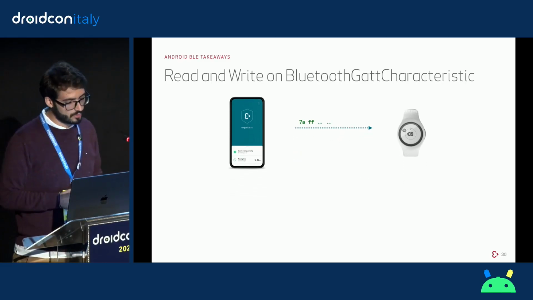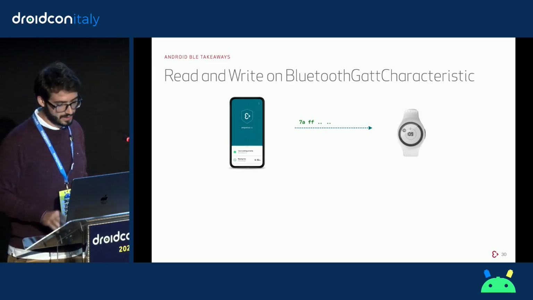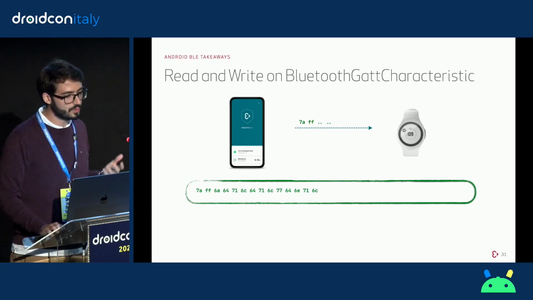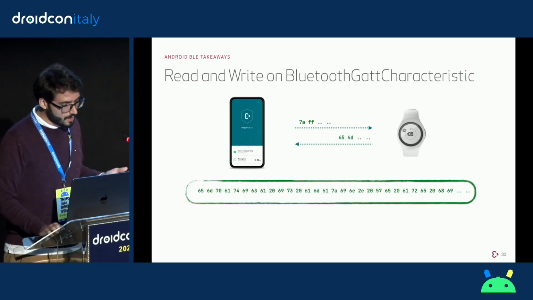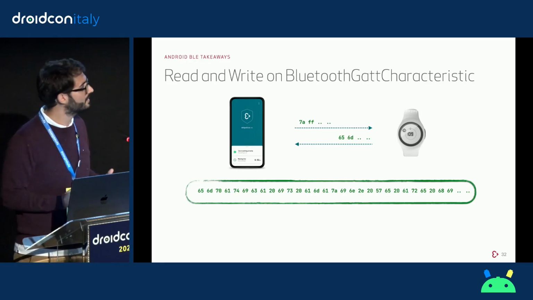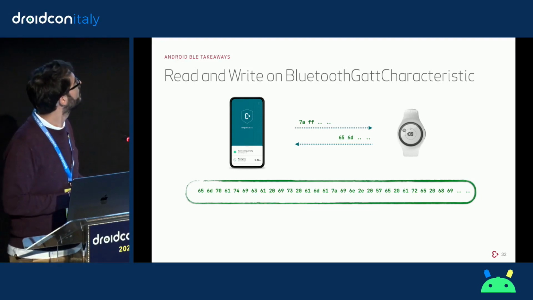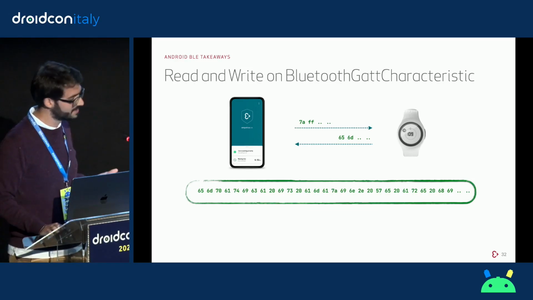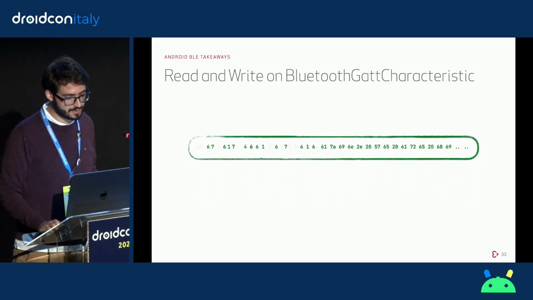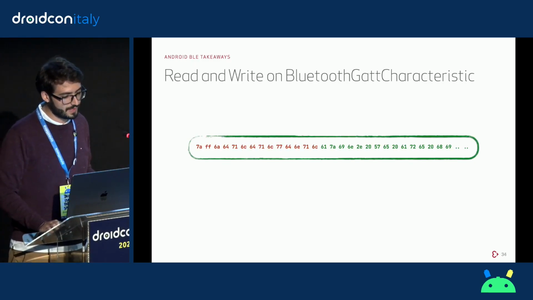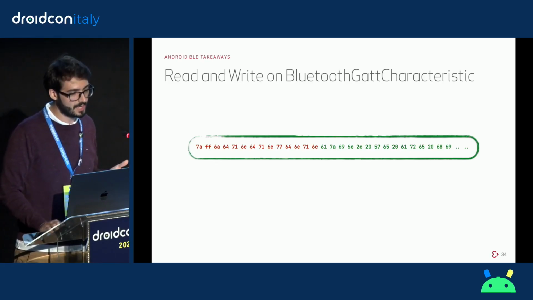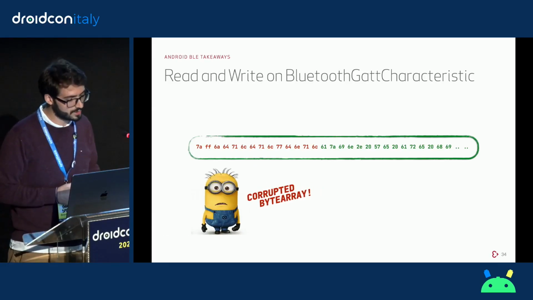So imagine you need to write data to the device, and you're writing, for example, a byte array to a specific characteristic. What happens if at the same time the device sends data to you, through a notification, and tries to write on the same characteristic? Given we are on the same characteristic, what could happen is that Android at low level mixes the byte arrays, and we end up with a corrupted byte array.